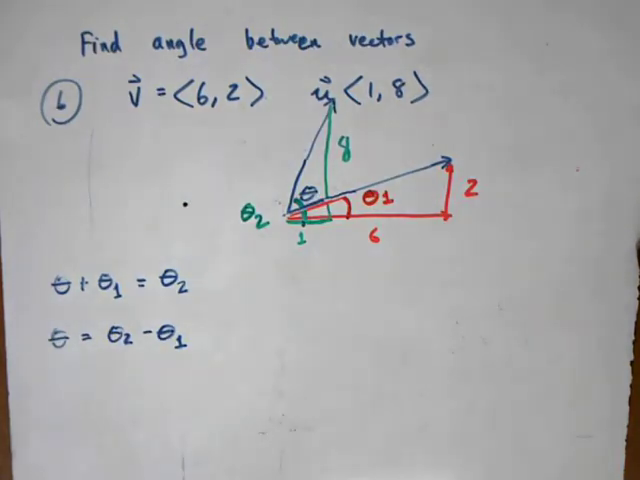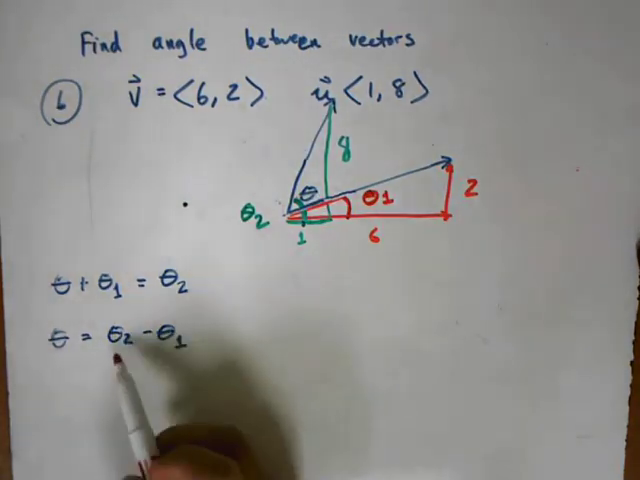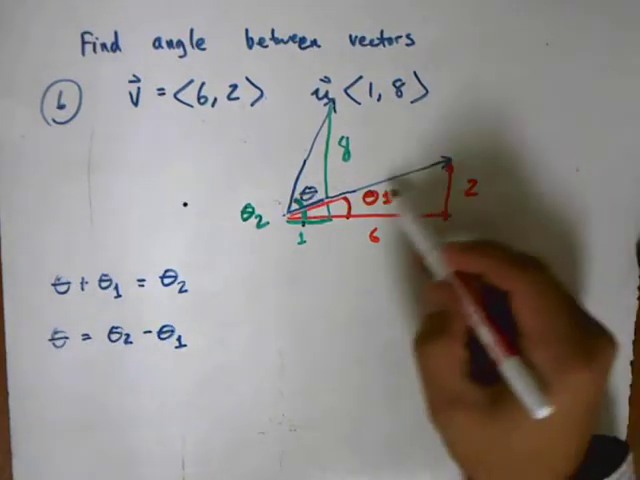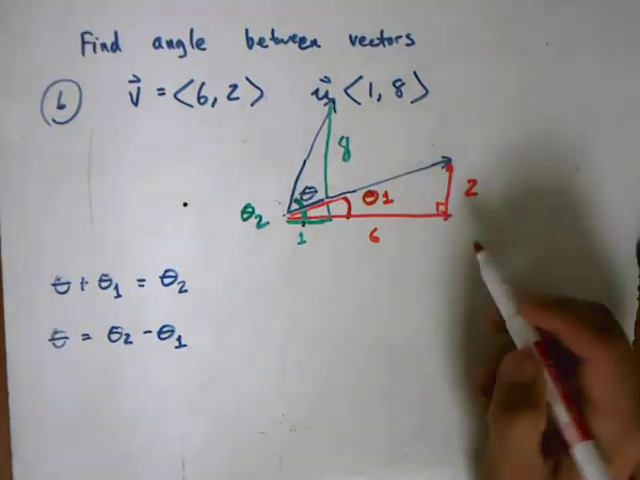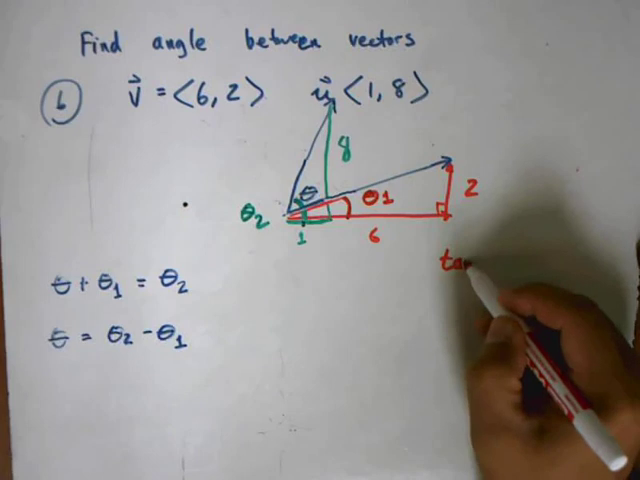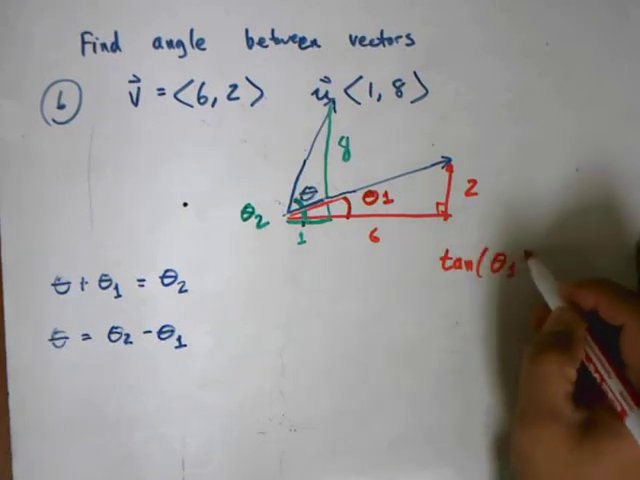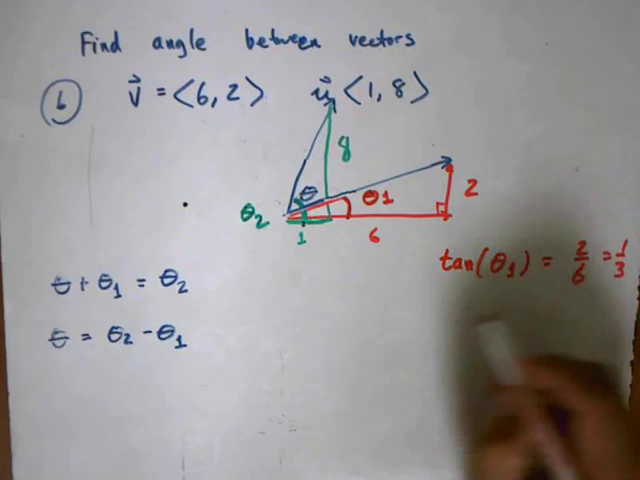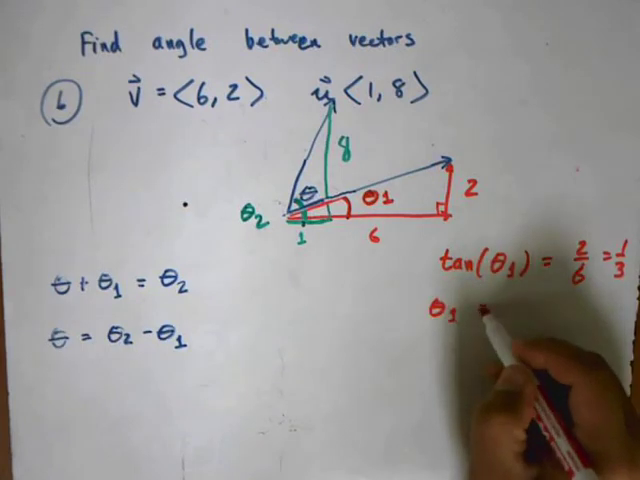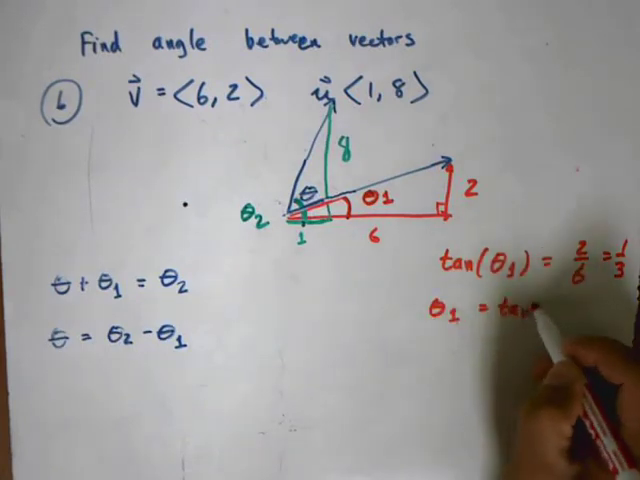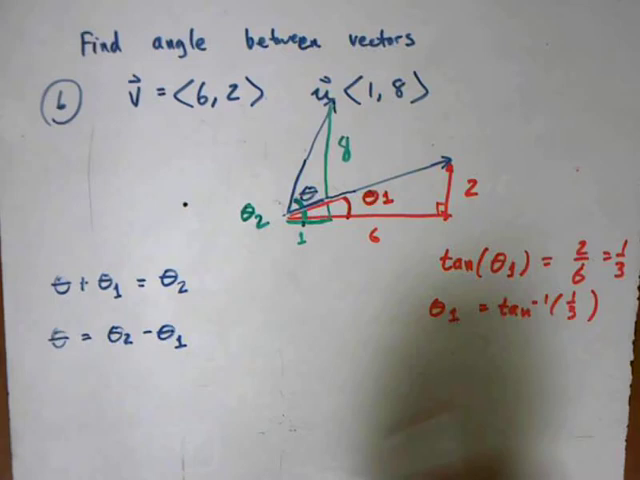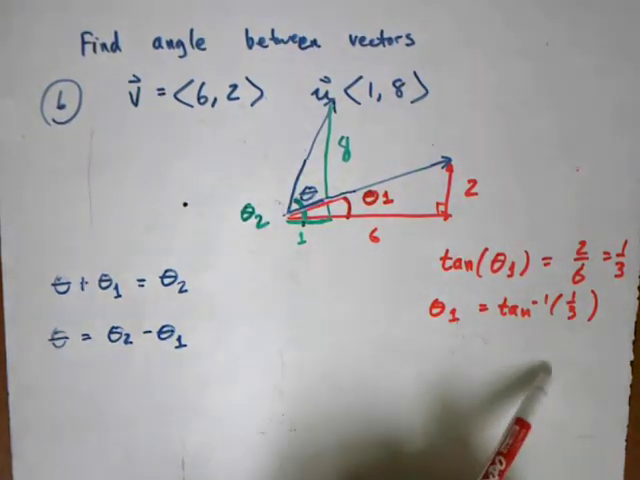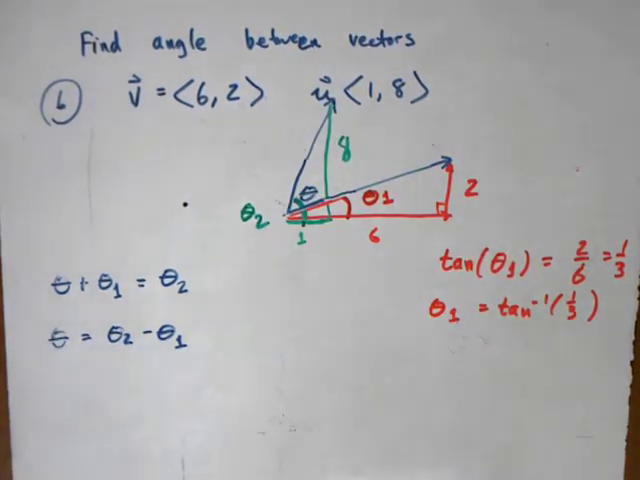And now we just use some trig to find out the values of theta 1 and theta 2. Well, theta 1 is part of this red right triangle here, and so you can see that tangent of theta 1 is equal to 2 over 6, or 1/3. Therefore, theta 1 is equal to the inverse tangent of 1/3. And whatever that number is, we'll figure it out later when we substitute it into here.